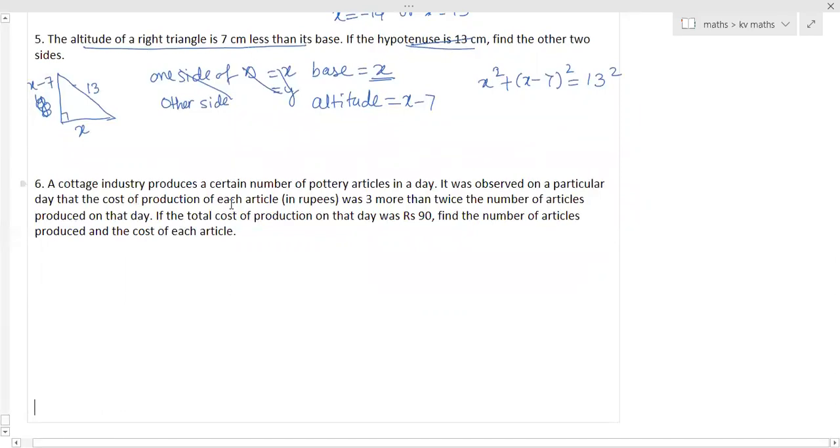A cottage industry produces a certain number of pottery articles in a day. It was observed on a particular day that the cost of production of each article, that means one article's price, was 3 more than twice the number of articles produced on that day. So whatever the number of articles produced on that day, 3 more than twice that value is the cost of one article. If the total cost of production on that day is 90, find the number of articles.